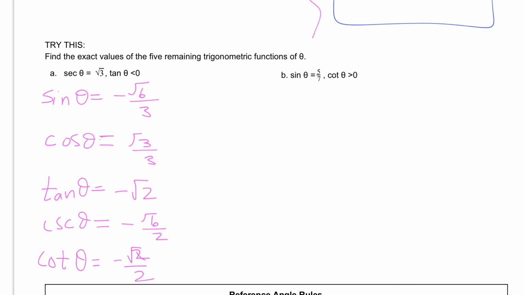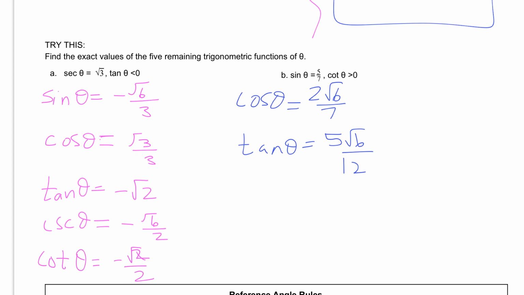Now, if you didn't get some of these, it could be because of the way that you rationalized it. So if you need help rationalizing, call me over and I can help you with that. And then in letter B, cosine of theta was 2 square root of 6 over 7. Tangent of theta was 5 square root of 6 over 12.